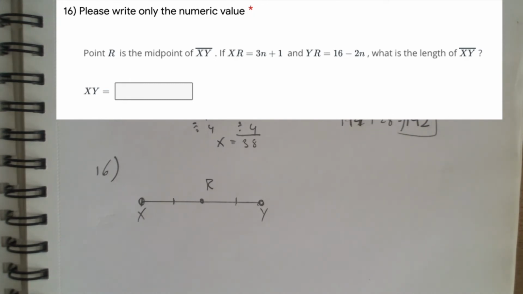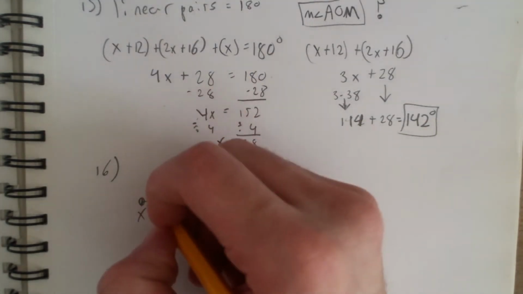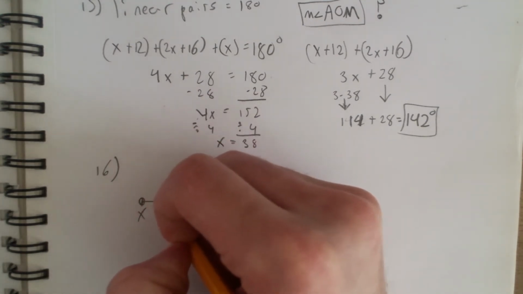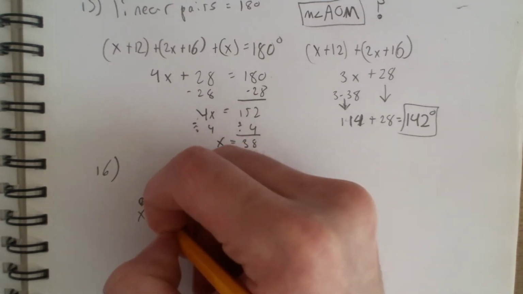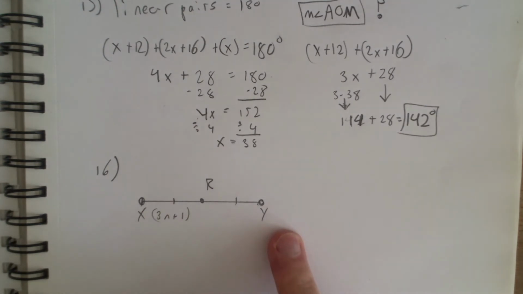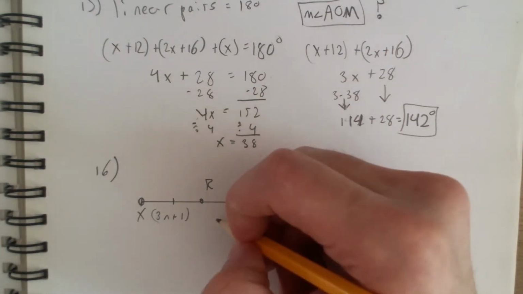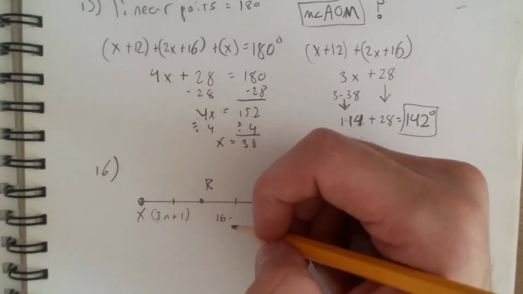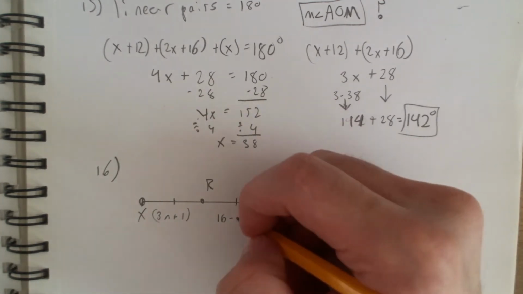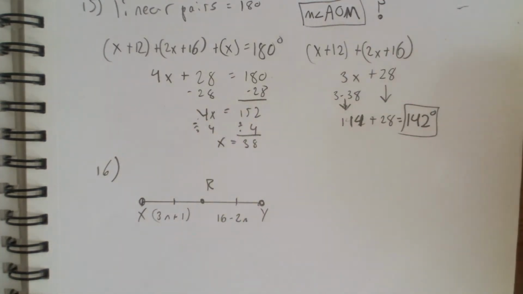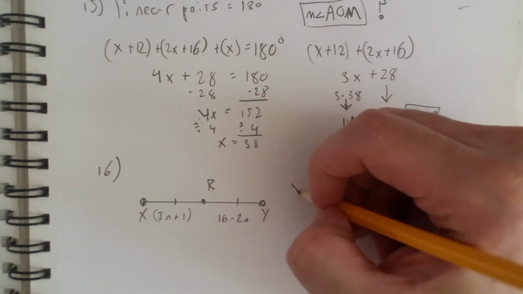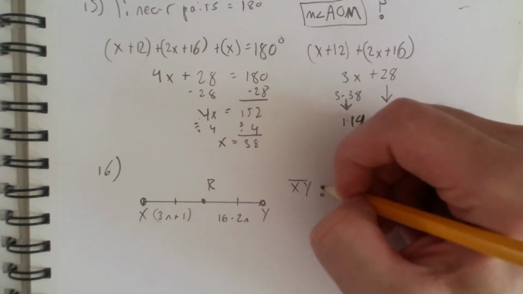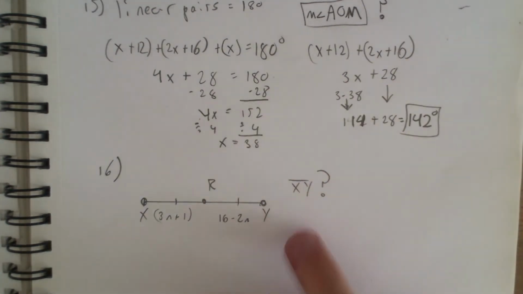So in our question, we're told XR is equal to 3n plus 1. RY, or YR, is equal to 16 minus 2n. And at the end of the question, we're asked what is the length of segment XY. We're going to shoot for this.